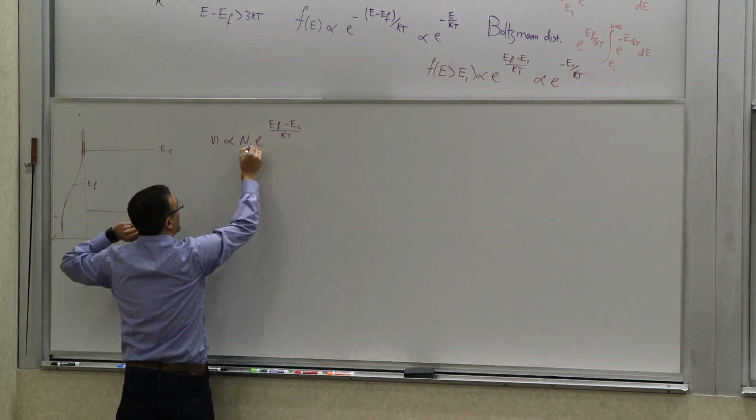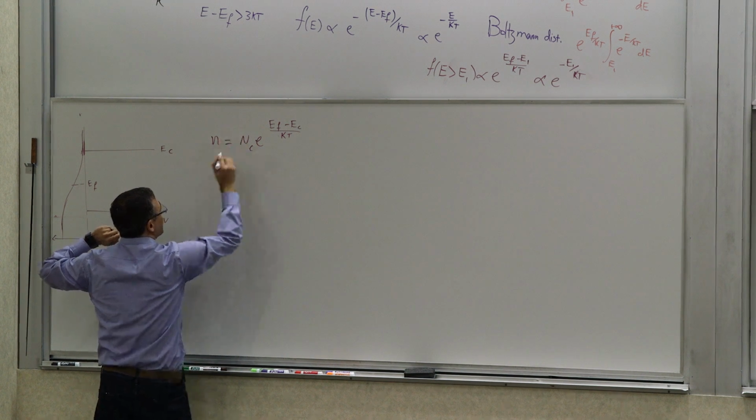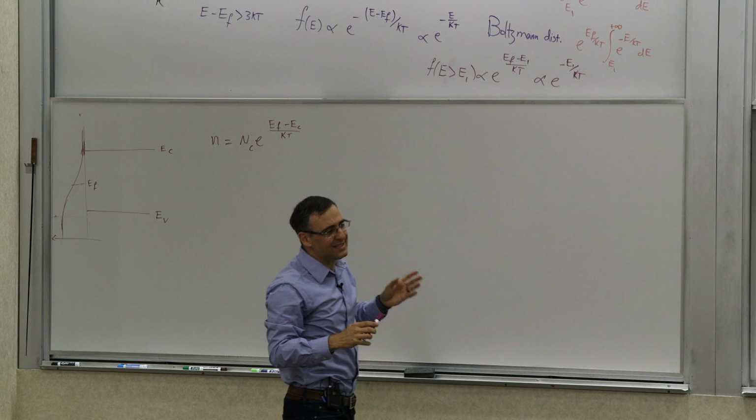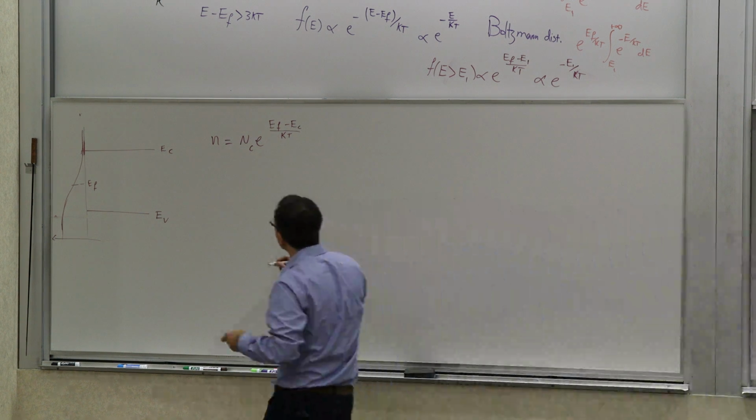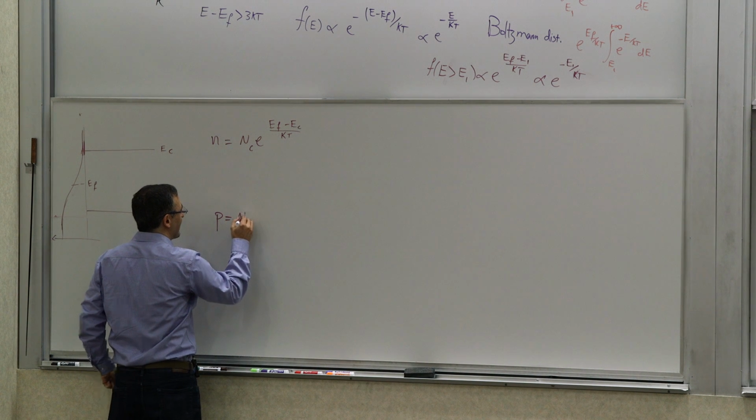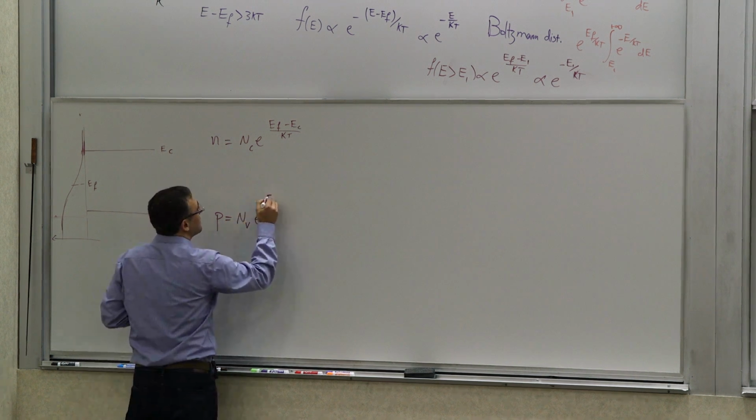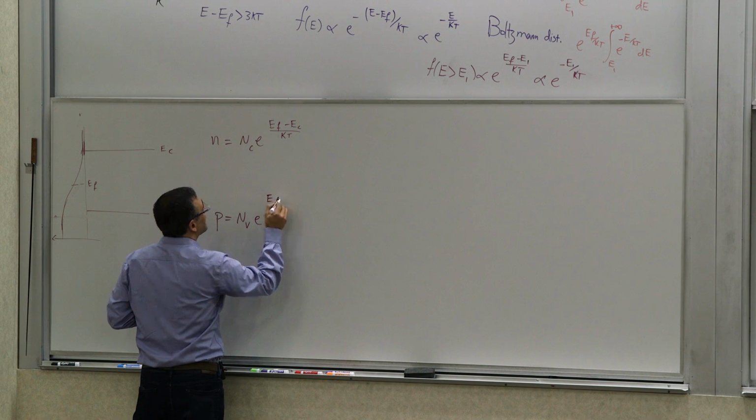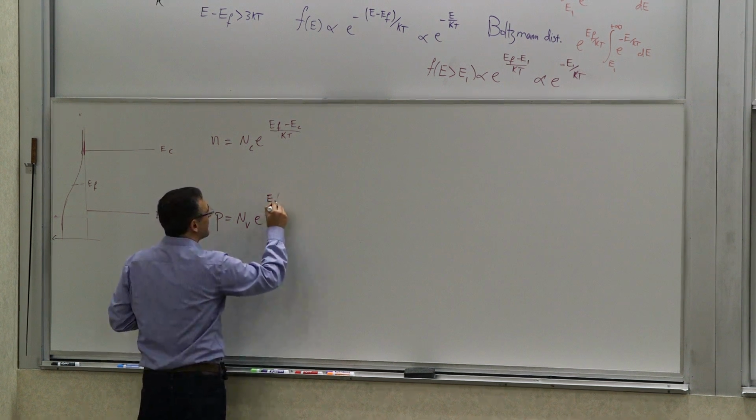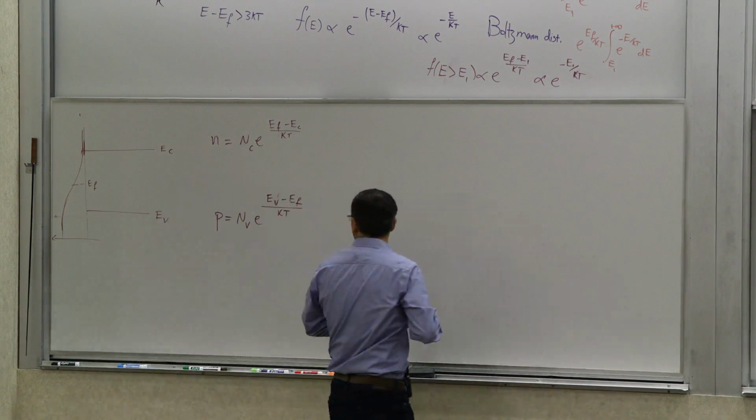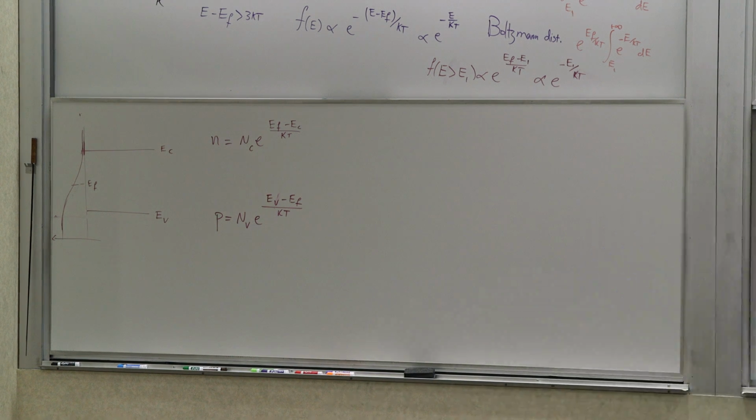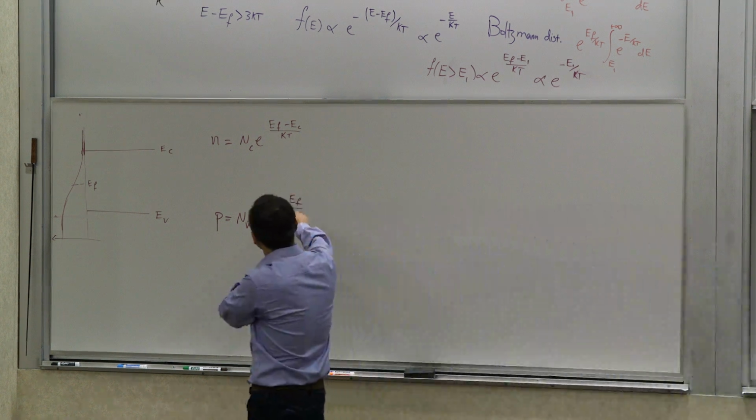And I can call this proportionality constant NC. Now this NC has a name. It's called the density of states at the edge of the band. But anyway, that's a proportionality constant. And similarly, for p, the number of holes, I'll have an NV associated with that. So it would be e to the (EV minus EF) over KT. So there are two relationships that you can obtain. Now, this is generally true for any kind of semiconductor with any kind of doping.